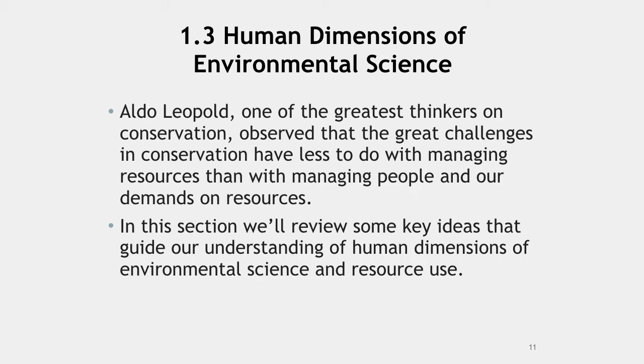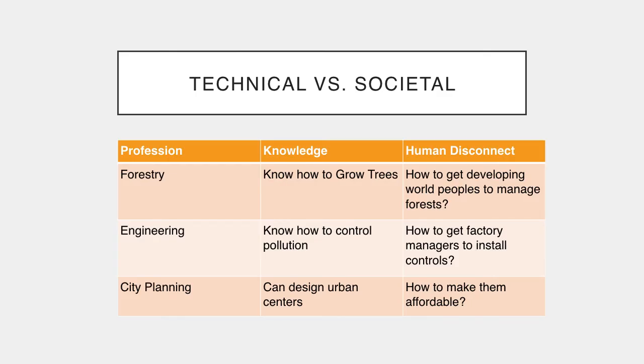In this section, we'll review some key areas that guide our understanding of human dimensions of environmental science and resource use. These ideas will be useful throughout the rest of this course. These are some of the issues that we just mentioned. As we begin to think about solving our environmental problems, we come to realize that there's a disconnect between our technical ability to solve an issue and the willingness of society to make the sacrifices necessary to do so.